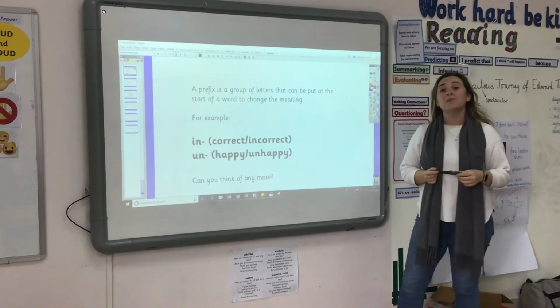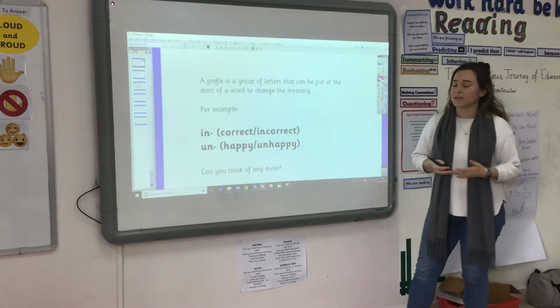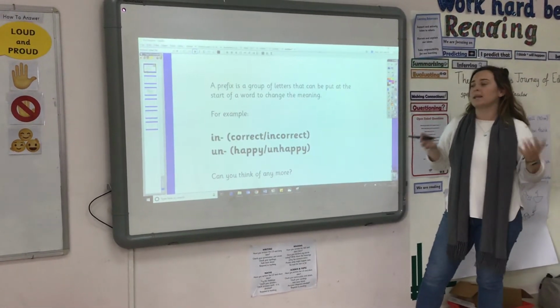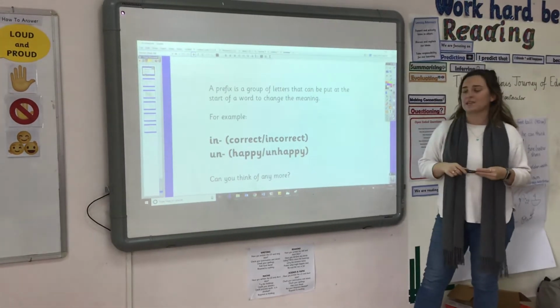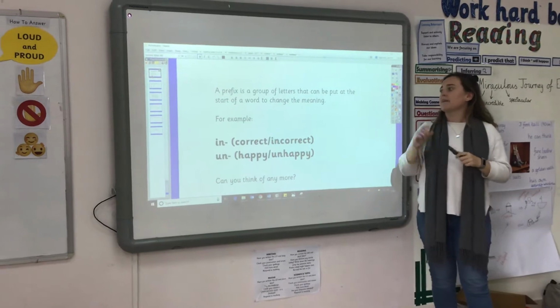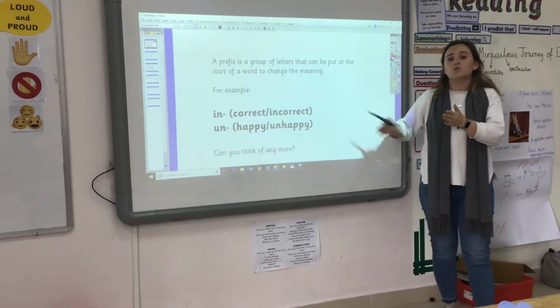In writing or literacy today, we are going to be focusing on prefixes. We're going to be looking at these for the next few days because there are many, many different prefixes in the English language. A prefix is a group of letters that can be put at the start of a root word to change the meaning.